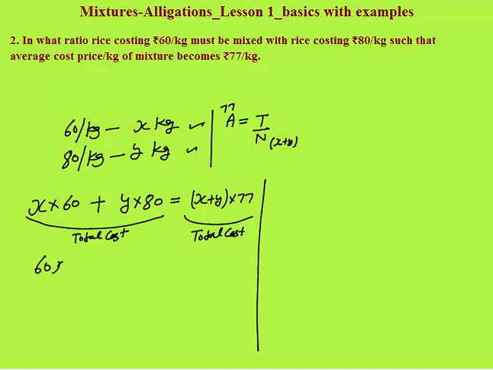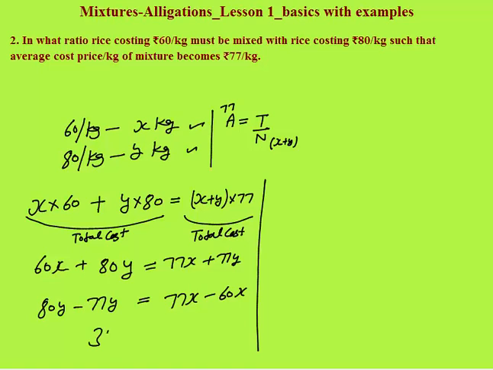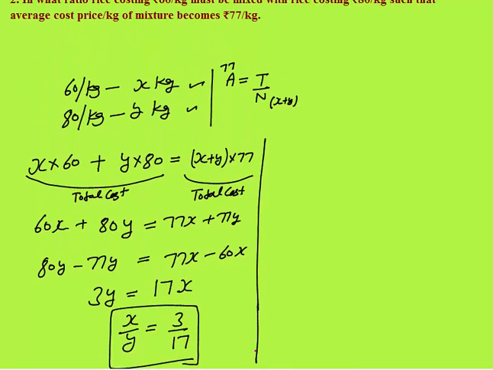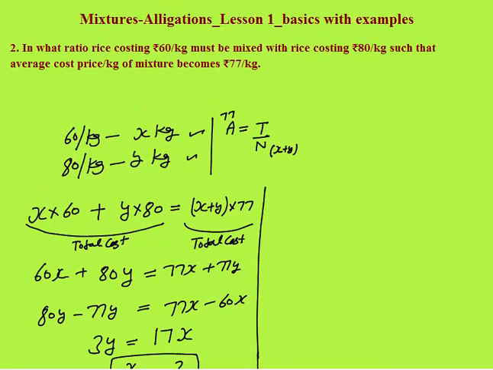This is 60x plus 80y, equals 77x plus 77y. 77x minus 60x, x will come here. Here I will get 80y minus 77y. This becomes 3y equals 17x. You will get x is to y ratio is 3 by 17. So it means that 3:17 is the required ratio that we need to calculate. In this ratio, they should be mixed so that the average price becomes 77 per kg.